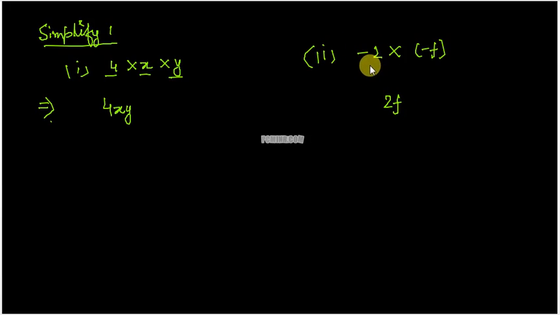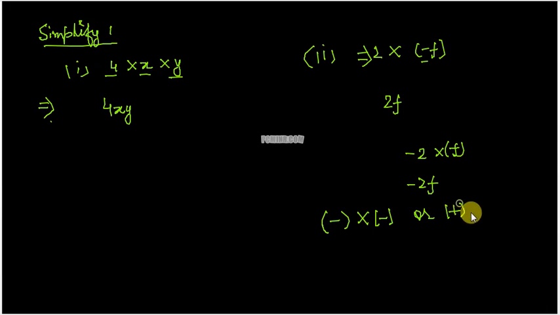Now let's look at the signs. It's minus into minus, and negative into negative, the product is positive. So I got 2f. Had it been minus 2 times f, then I would have got negative 2f, because negative into positive is negative. So what you have to remember is, if you have the same signs, negative multiplied by negative, or positive multiplied by positive, the answer would be positive. But if you have opposite signs, like a negative multiplied by a positive, the result would be negative.